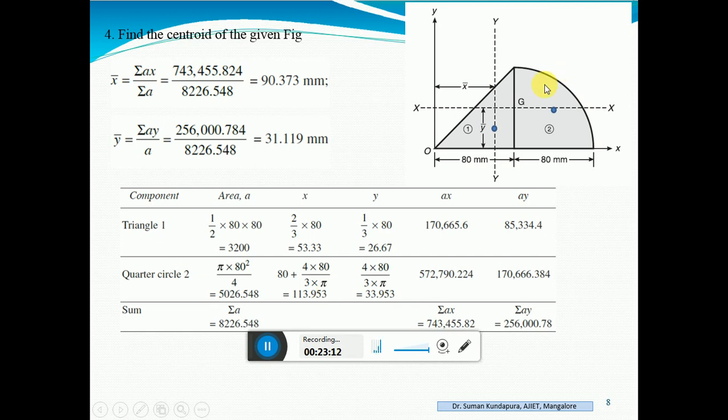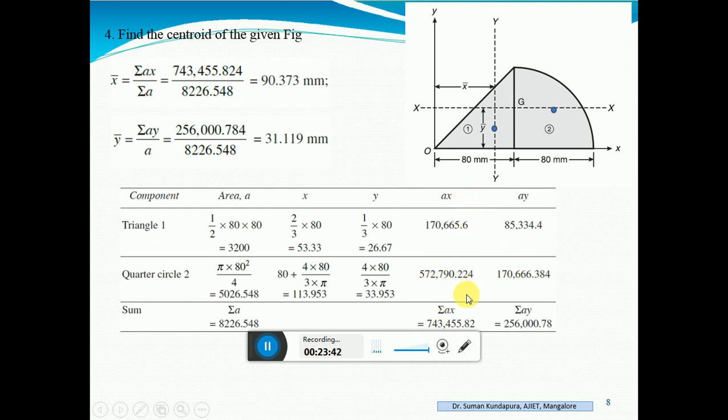Okay. Next, y distance. Y distance is measured from the x axis. This y distance, at what distance it is? We have already found out for a quarter circle, y bar is 4r by 3 pi. So r is 80, substitute here 4r by 3 pi, simplifying 33.9. Now multiply a into x, a into y. The respective values are this.